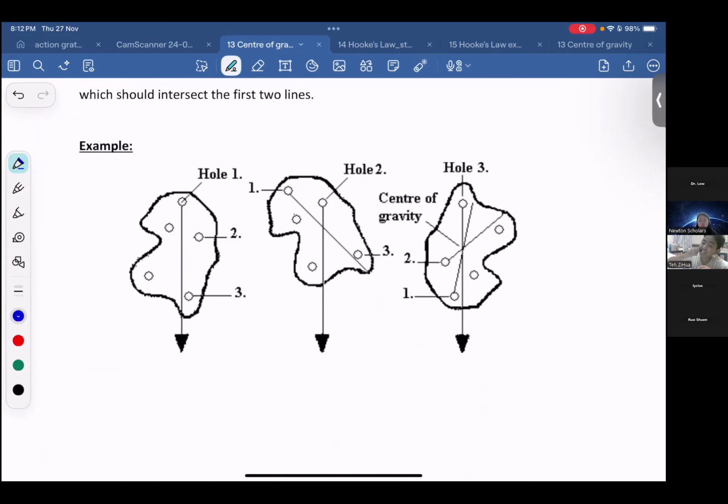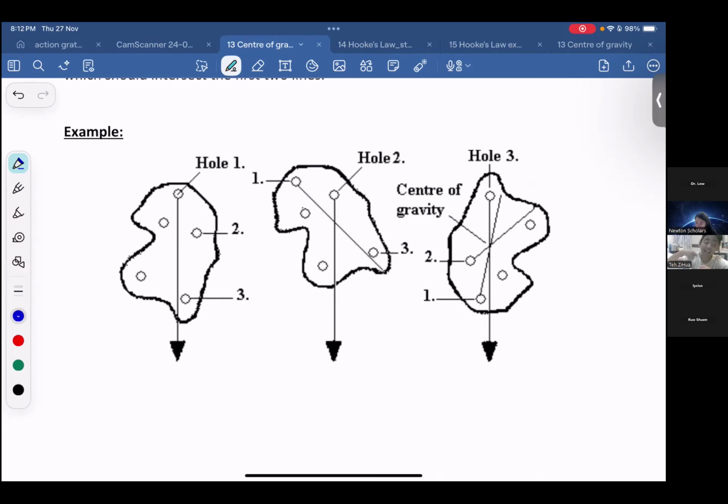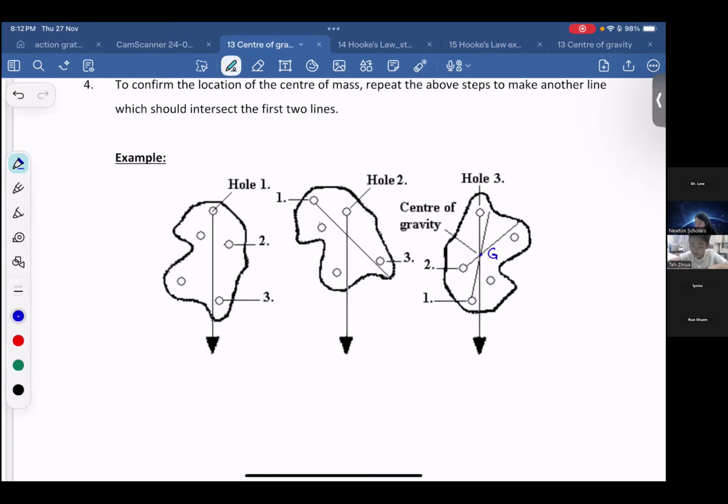Here hole 1, then we change to hole 2. If it goes to hole 3, hole 4, you'll find out that they will all pass through the center of mass. No matter how many holes or which point you use, at the end, they will pass through the center of mass G. We go to the past year question right now.